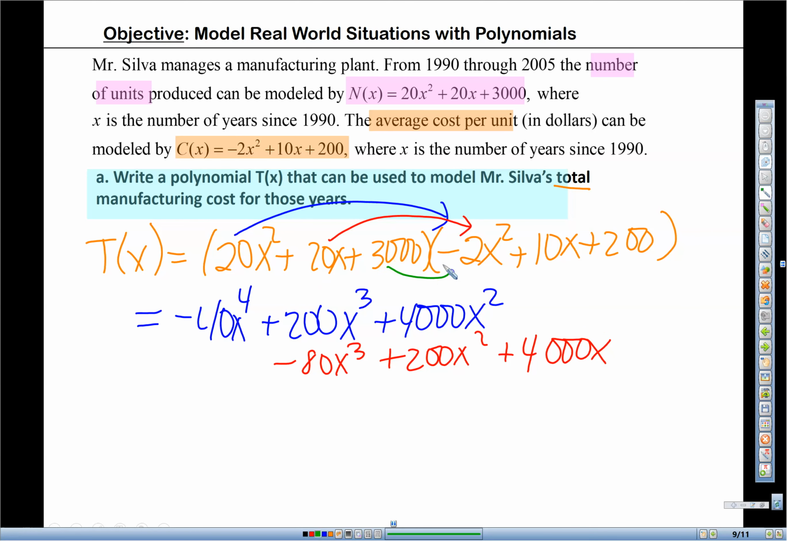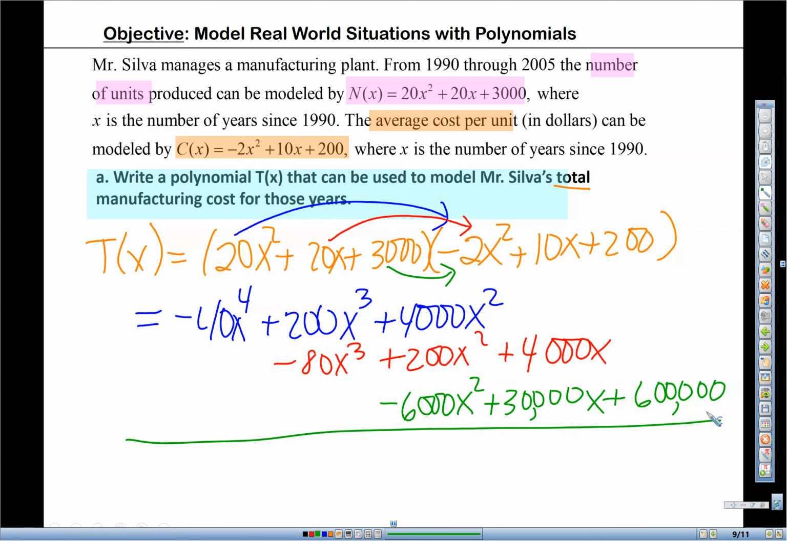All right, and one more time. Now I'm going to distribute my 3,000, so that's going to give me a negative 6,000x squared. So I'm going to put that here. And then I'm going to get a 3 with 4 zeros, so that's 30,000x. And then I have a 3,000 times a 200, so that's going to give me a 6 with 5 zeros, which is 600,000. I'm going to combine my like terms, and after all of that work, I don't want to forget my t of x equals, so I'll start with that.